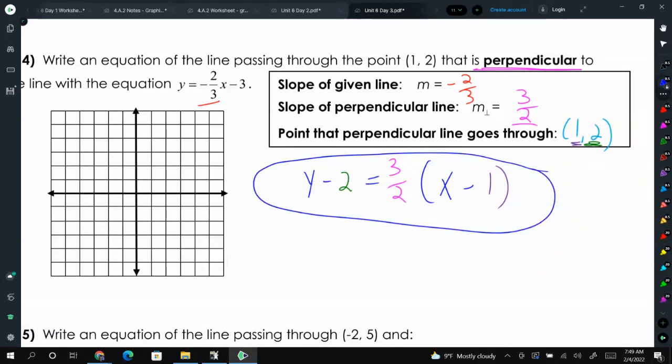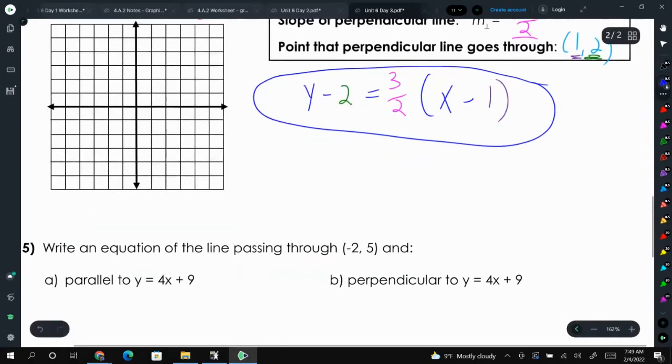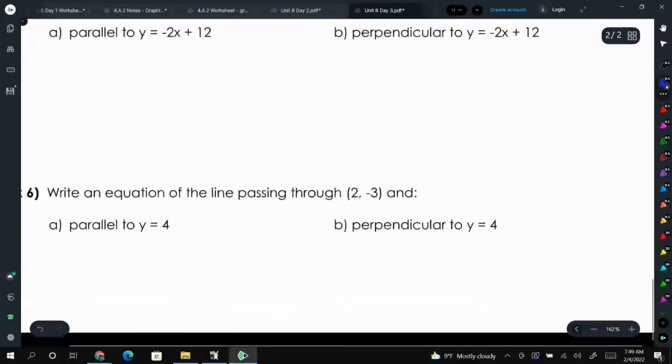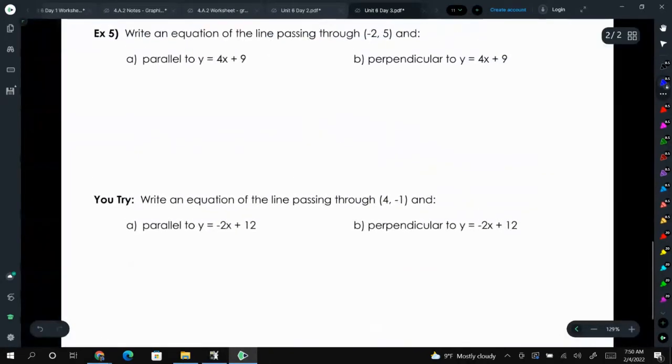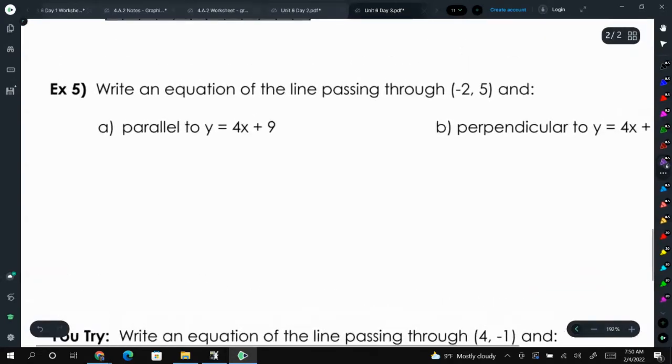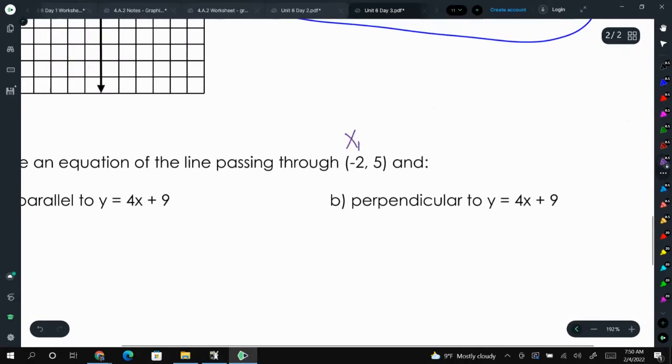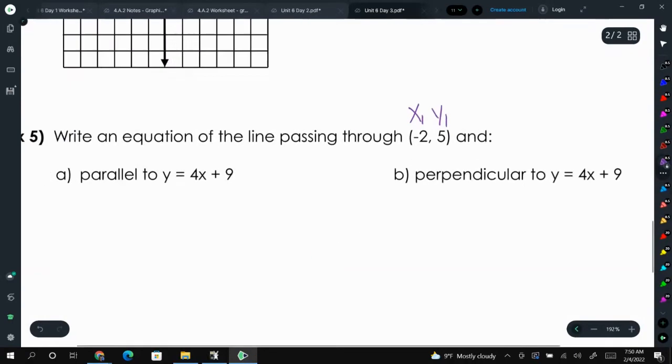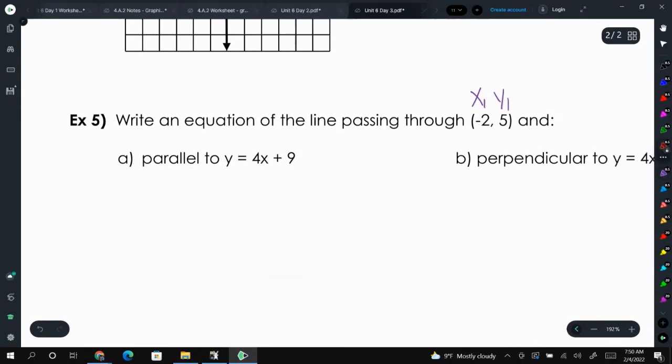That's what I'm saying. Point slope form makes life a lot easier than the process we did the other day with slope intercept. So what I want you guys to do is try these 4 problems here. Actually, I'll do example 5 and I'll have you guys try these down here. So let's look at example 5. We're going to use this point for both problems.